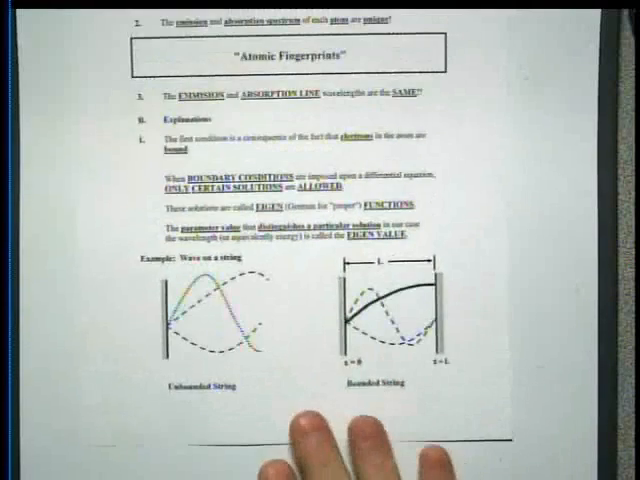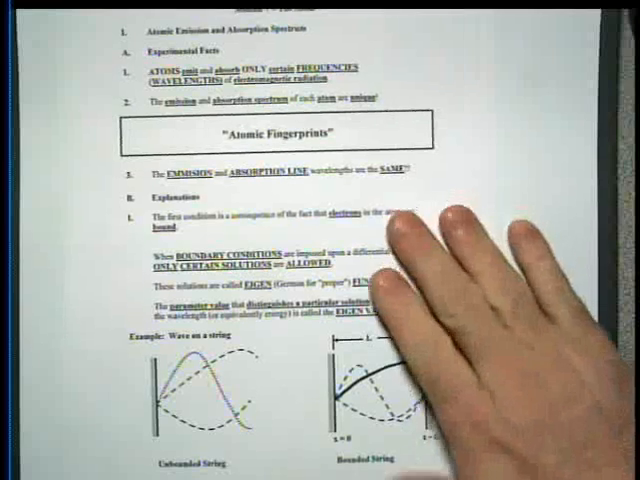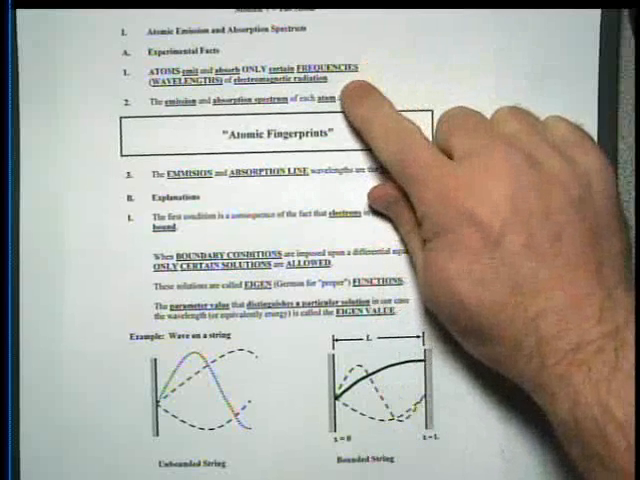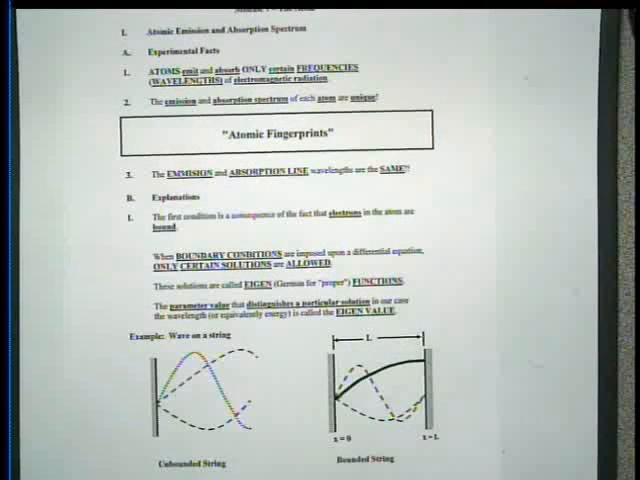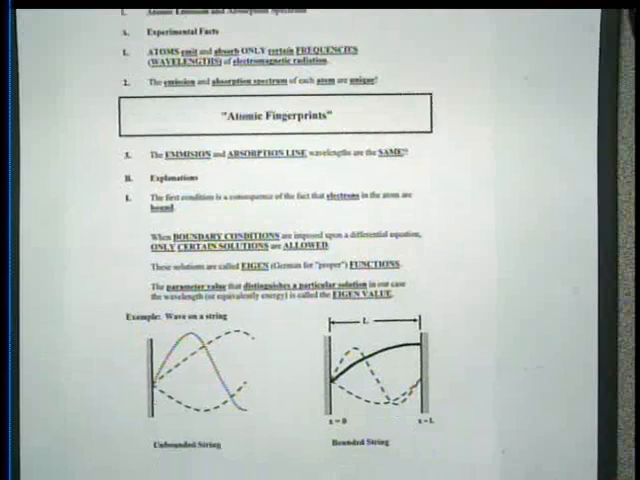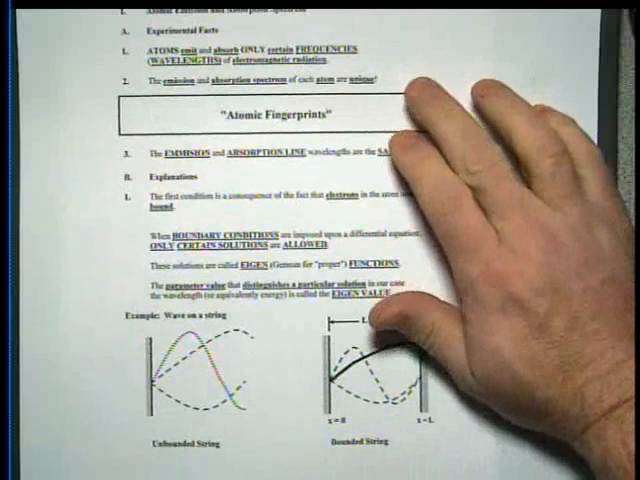So, big things. A, they had to be bound. So you have to figure out how the electron is bound. That binding influences the frequency and wavelengths of electromagnetic radiation. And therefore, through Einstein, it affects the energies. The emission and the absorption spectrum of each atom are unique.